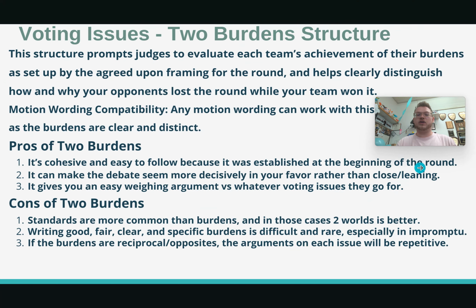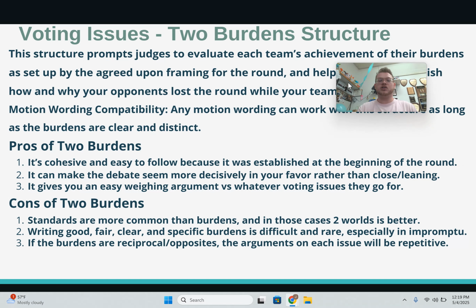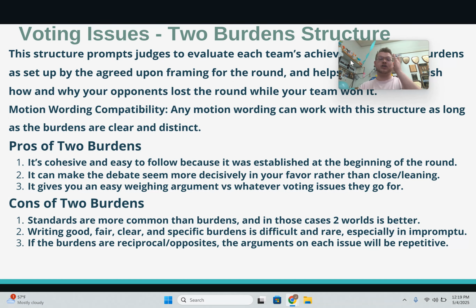So the fourth option you could take is the two burdens structure, which is where, if at the beginning of the round you set up two burdens or a standard of what each team has to do in order to get the judge to vote for them, you can make your first voting issue proving that your opponents did not meet their burden or failed to align their arguments to the standard, and then your second voting issue proving that your team did meet your burden and did align your arguments to the standard. So this can work on any type of motion as long as your burdens or standard are really clear and distinct. The benefits of doing this structure is that it's cohesive and easy to understand because you established it and have been telling the judge that this is their job from the beginning of the round.